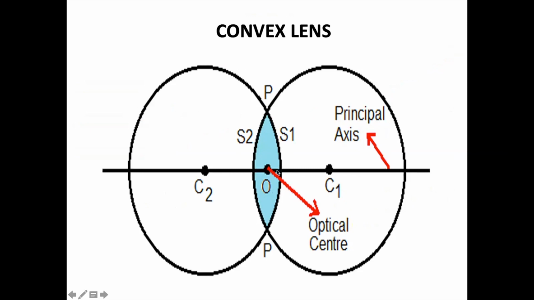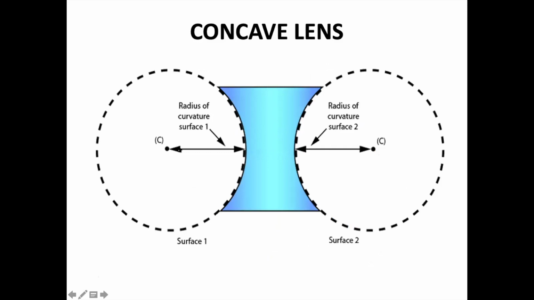The line joining the optical center and center of curvature is called the principal axis. In between the optical center and center of curvature will be which part? Focus. That point is called focus, and the distance between the focus and the optical center is called the focal length. The distance between the optical center and the center of curvature is called the radius of curvature. See, this distance is called the radius of curvature. This is a concave lens, as I told you. Okay, this is the radius of curvature. This will be the optical center in between.